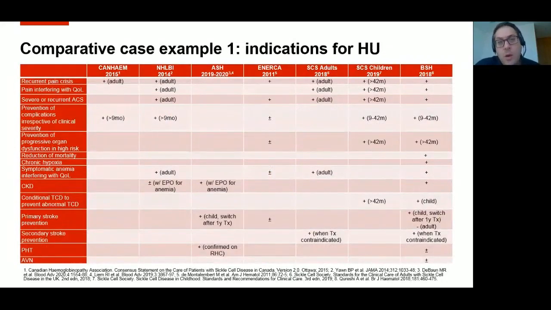So looking at comparing the guidelines, I looked into indications for hydroxyurea, for transfusion, and for iron chelation, because you would expect that they should be uniform across the board. When it comes to hydroxyurea, there are those aspects that everyone agrees on when you look at the use in adults for recurrent pain crisis or for pain interfering with quality of life or recurrent or severe ACS. There was some sort of agreement.